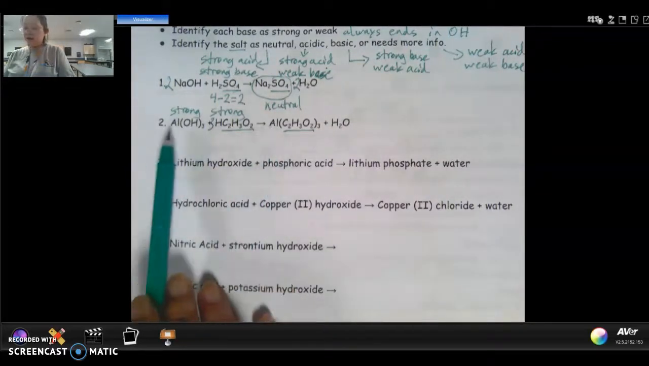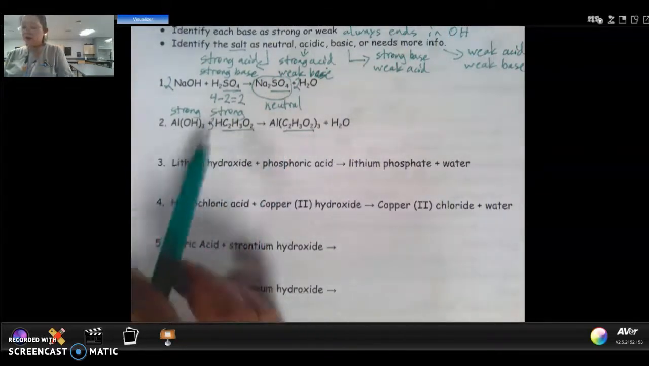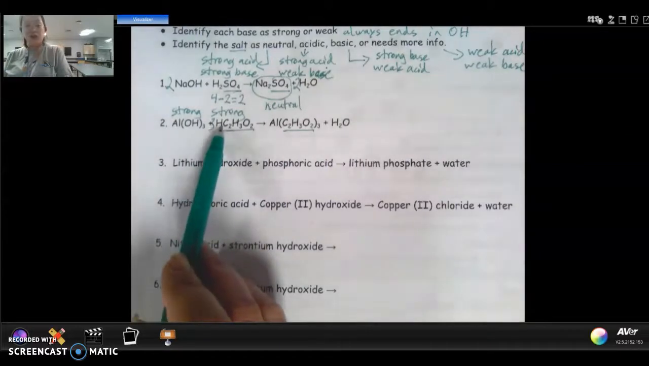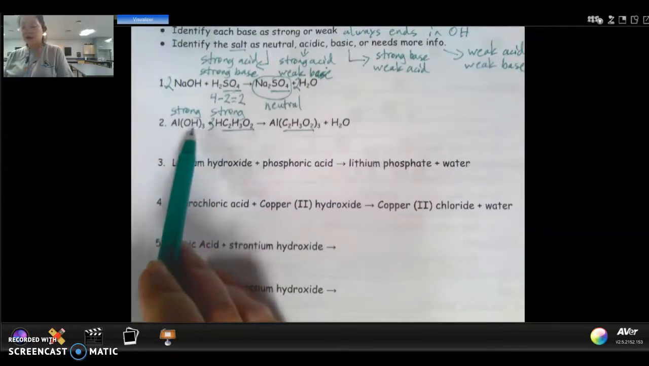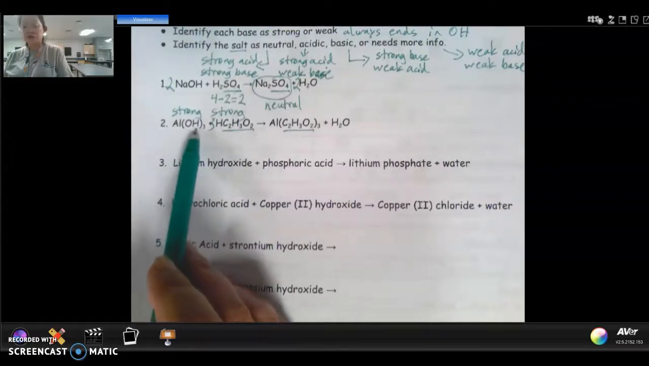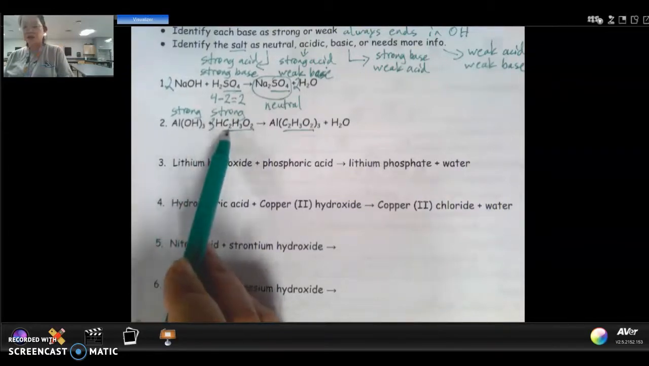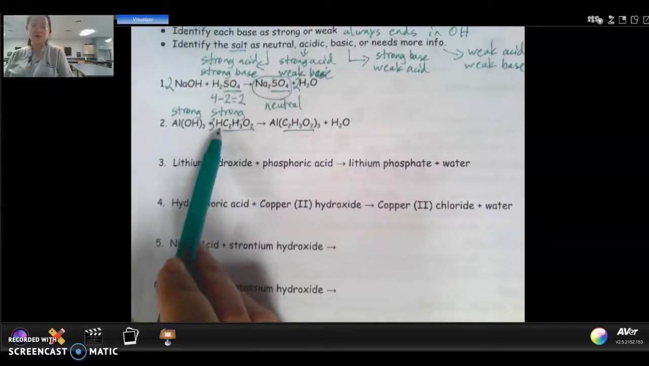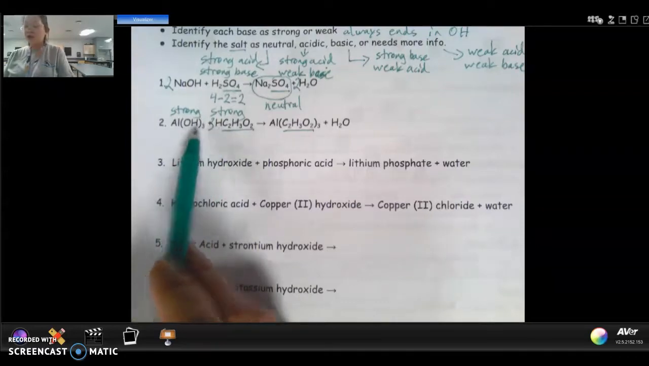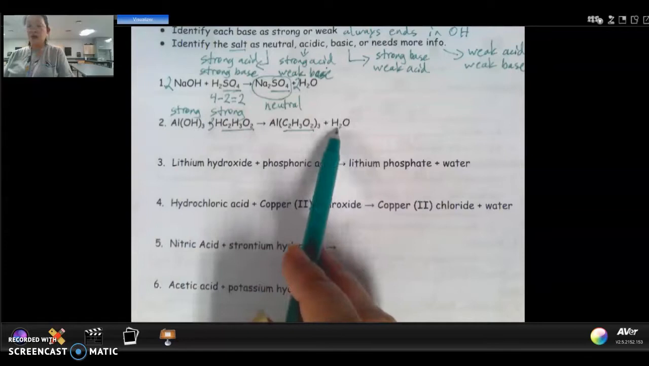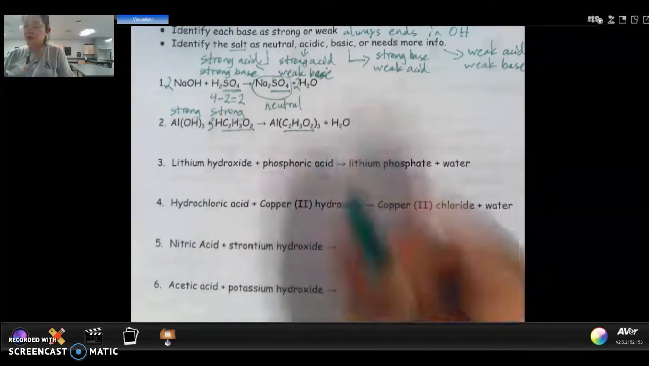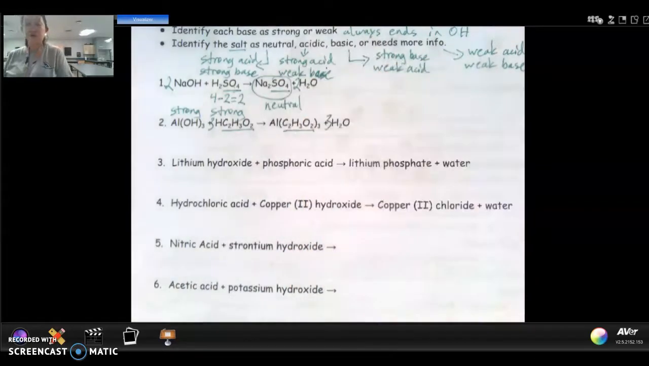My Al's are the same number, 1 and 1, but this gives me 3 H's. This 3 on the outside of the OH distributes or multiplies in with what's in the parentheses. So we've got 3 oxygens, we've got 3 hydrogens here, and 3 hydrogens here, to give us a total of 6. So the only way that we can get 6 hydrogens and 3 oxygens from this water is if we use a coefficient of 3.